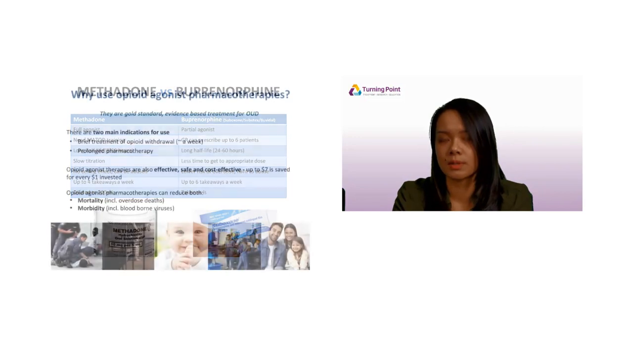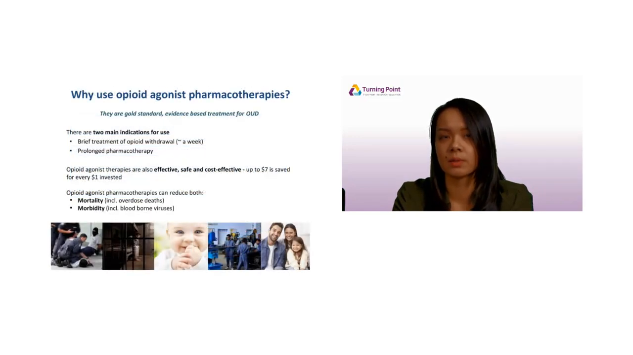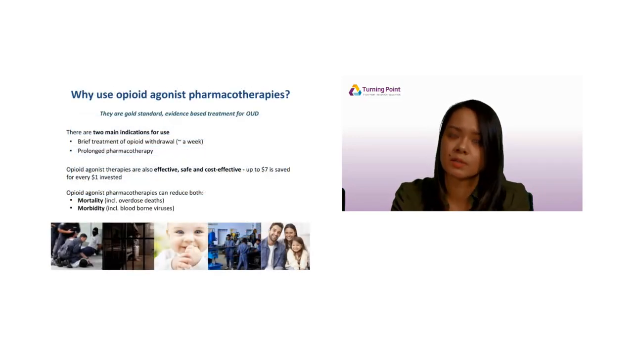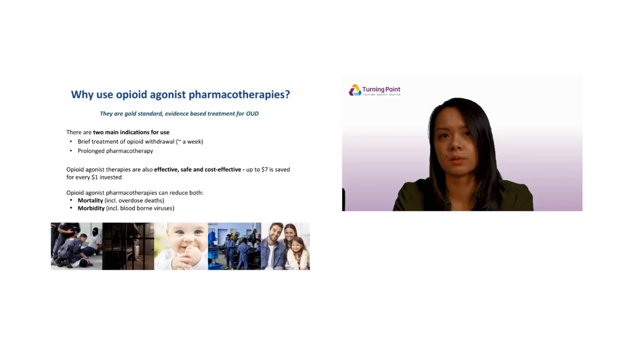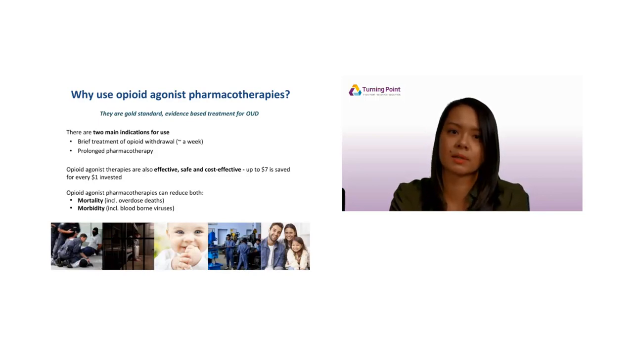So why do we use these opioid agonist pharmacotherapies? Because they're gold standard evidence-based treatments for people with opioid use disorder. There's 2 main indications for us using such treatments. Firstly, we can sometimes use them as brief treatment when people are in opioid withdrawal and detox units, and in those instances we might use them for a couple of days at lower doses just to manage the opioid withdrawal symptoms. But the mainstay is using it for prolonged pharmacotherapy for opioid use disorder, and people can be on treatment for months or years even.